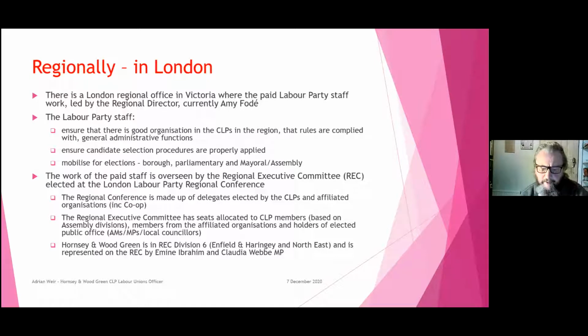And the conference elects the committee, which is made up of CLP members, members from the affiliated organisations, and holders of elected public office. So the assembly members, the MPs, local councillors in London all get to elect their own person to sit on the regional executive committee. And I've just made a note on that final point that Hornsey and Wood Green is in electoral division 6, which is based on the assembly constituencies, so which is Enfield and Haringey and the North East. So it's a combination of constituencies, and our REC members are Amina Ibrahim and Claudia Webb MP.